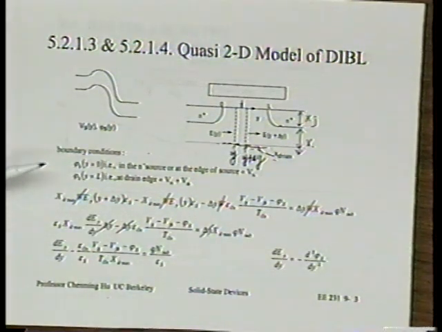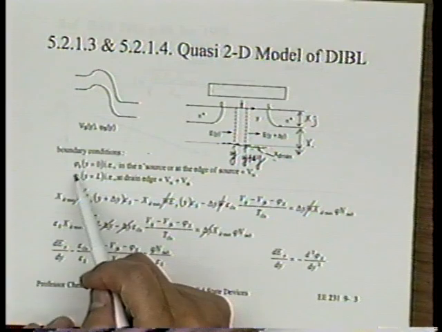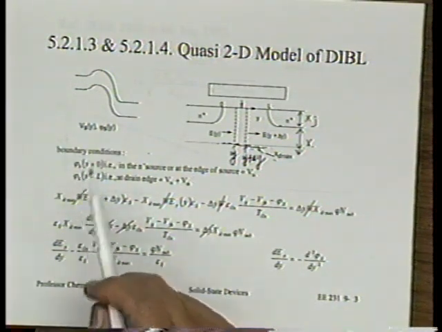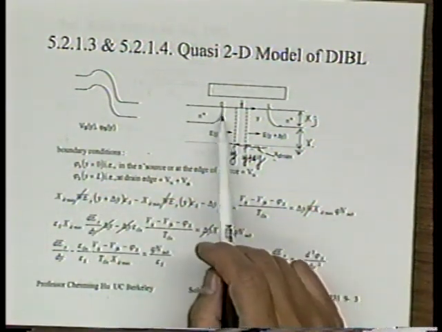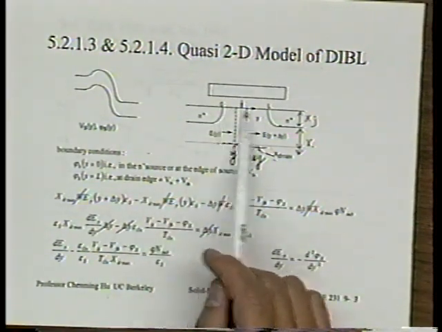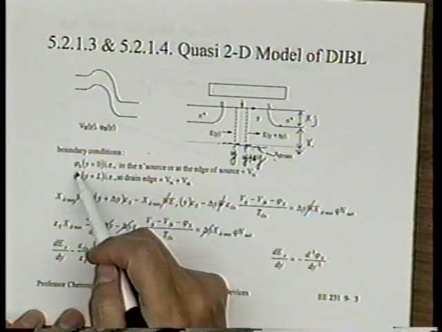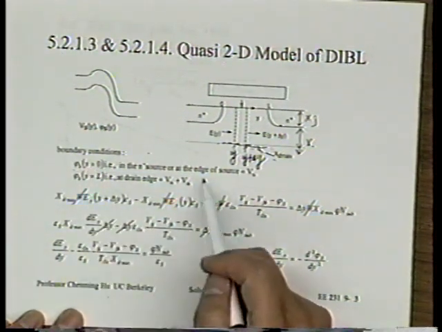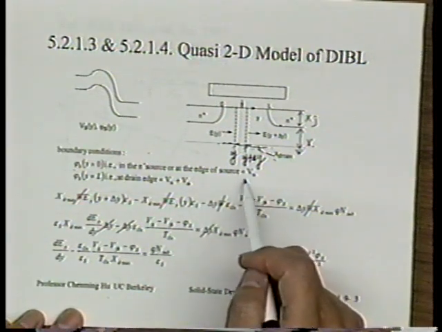Now, remember, use the Gauss law. This is what we do. Well, first, let's look at some boundary conditions also. We'll be looking at the surface potential, the potential in the channel, let's say from source to drain. Surface potential at the source, phi s at y equal to 0, is equal to VBI.